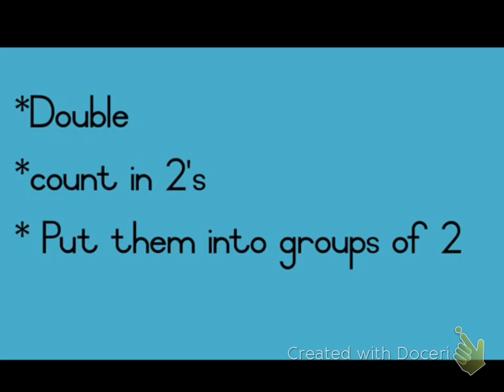Before we do some times 2 sums, I want to share a few secrets. When we times with 2, we double the number that is being multiplied by 2. So, if the sum is 3 times 2, we all know that double 3 is 6.